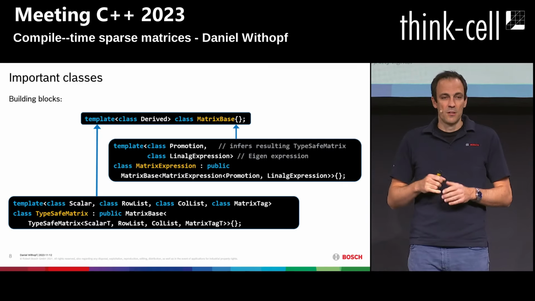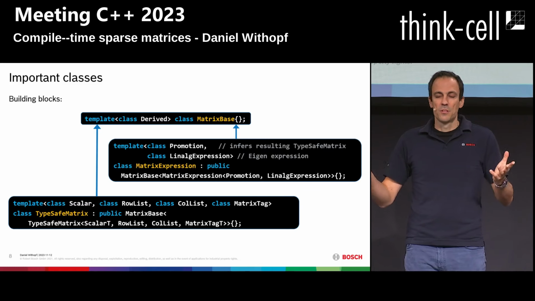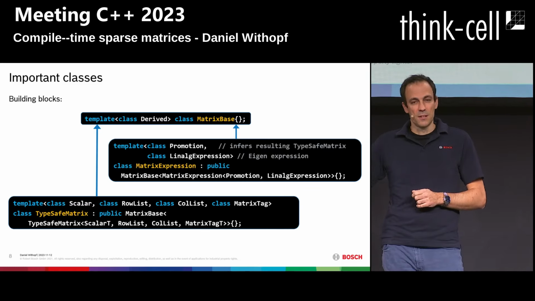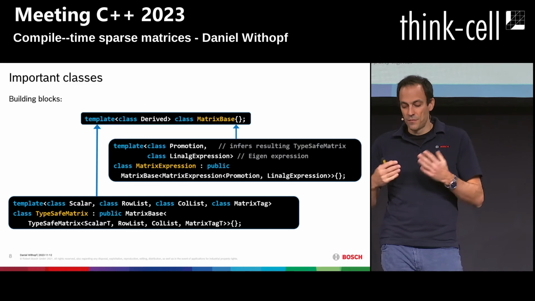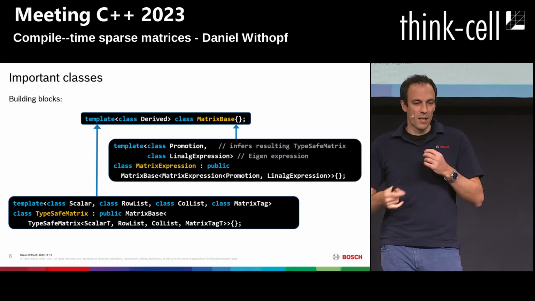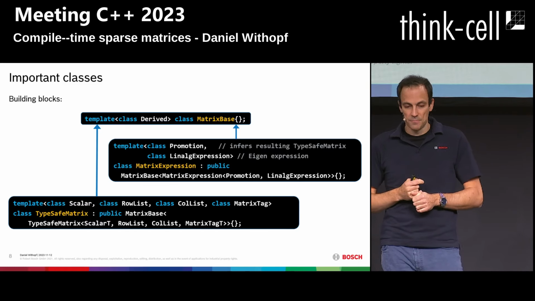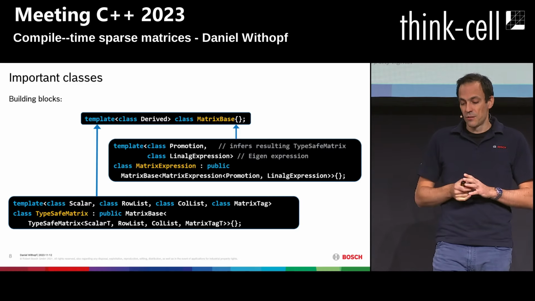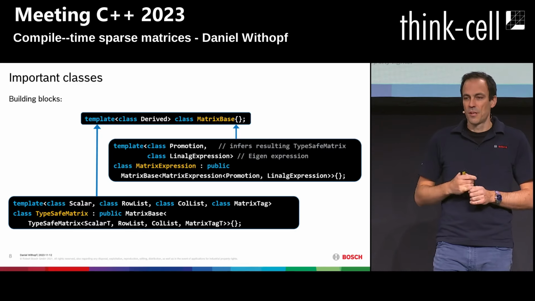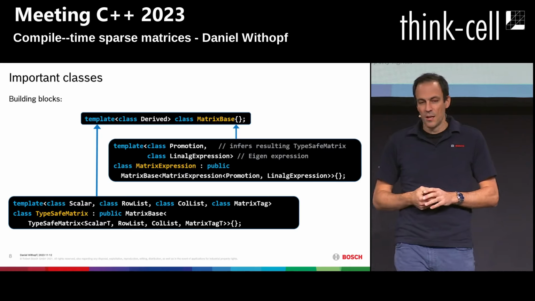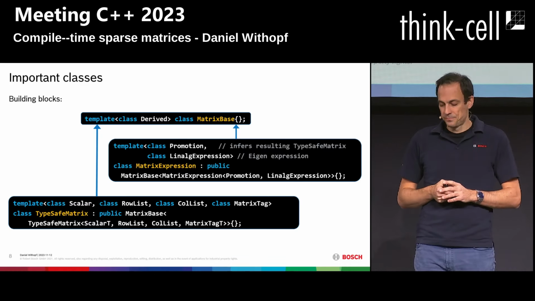The first one is a promotion type. And that promotion type is responsible for inferring the template arguments of your resulting matrix. So it infers the new rows, the new columns, and also the new matrix tag in case this has to be changed. Furthermore, it also does all the error checking. What I mentioned before, when there's error checking, this is usually done by the promotion type, because the promotion knows which operation we're executing and also knows all of the preconditions.